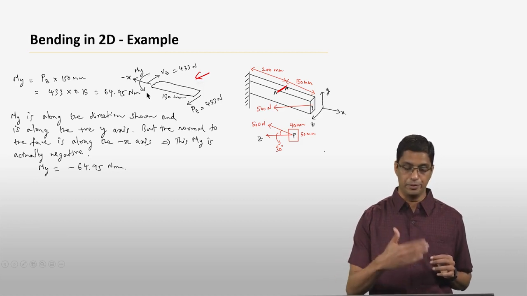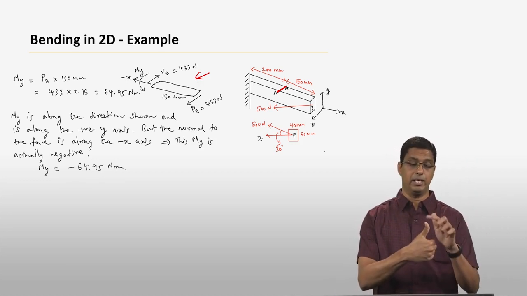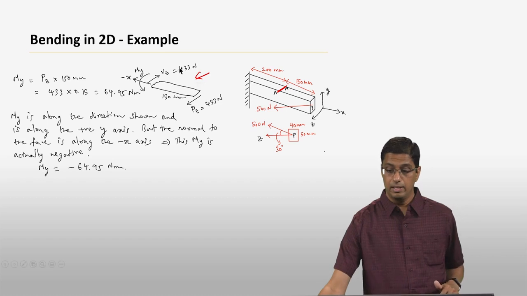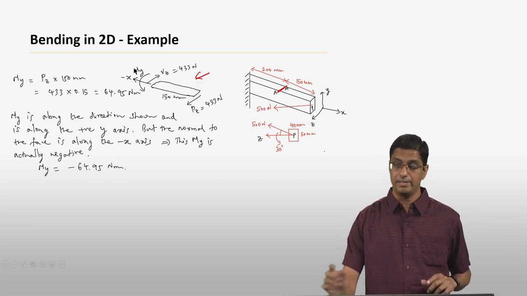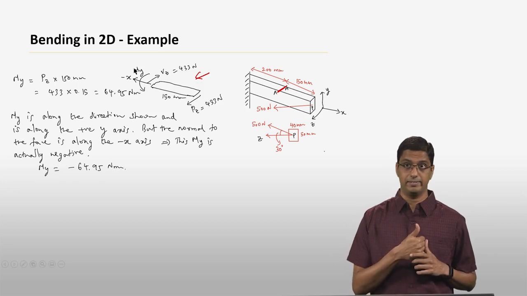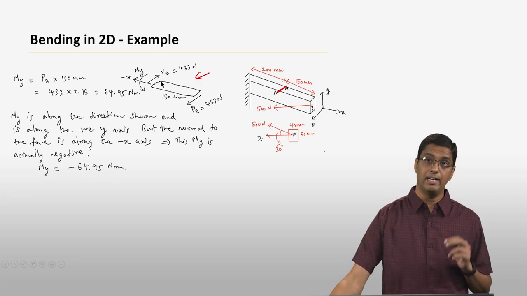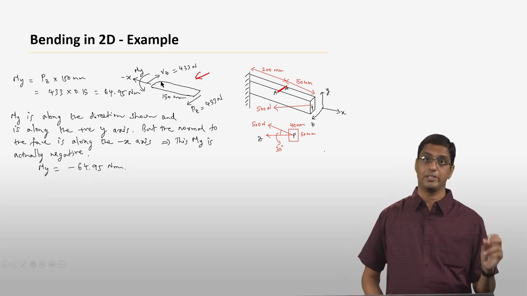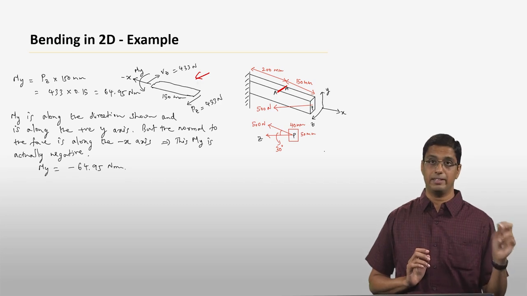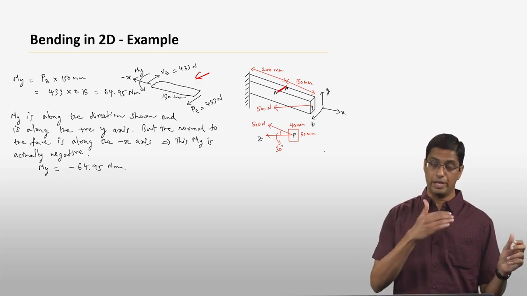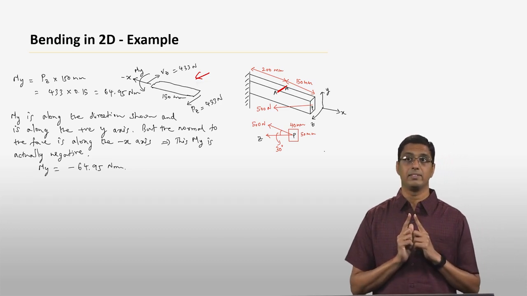Now if you use the same right hand rule, if you curl your fingers along My, your thumb is pointing up, which is the direction of Y. So this My is along the positive Y direction. But this particular face here has minus x to be its normal. So the direction of the normal is minus x. So even though you have a positive moment, it is considered negative.